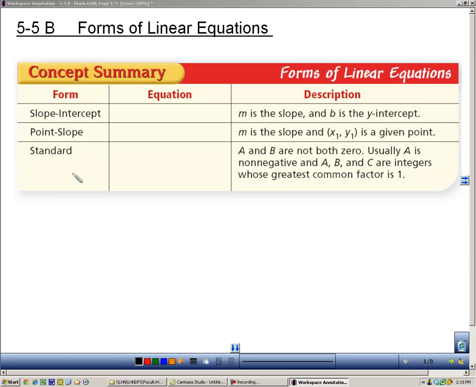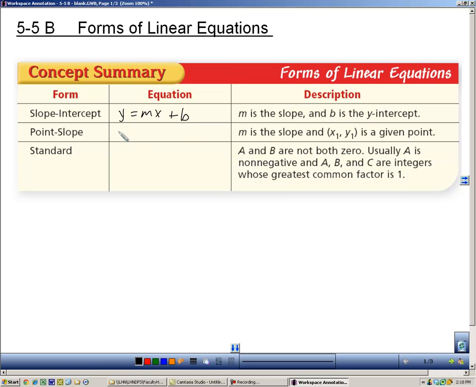Section 5.5b is about all the forms of linear equations that we've learned. We're going to do a review of those three forms and then learn how to write them to look like each other. First one is slope-intercept form. And that's what that looks like. The m is the slope, the b is the y-intercept.